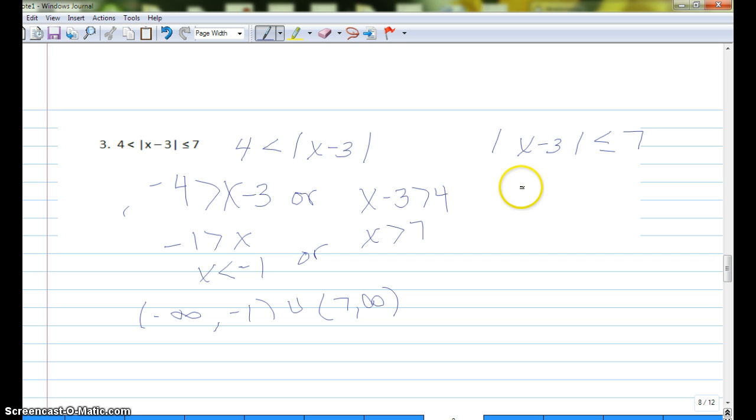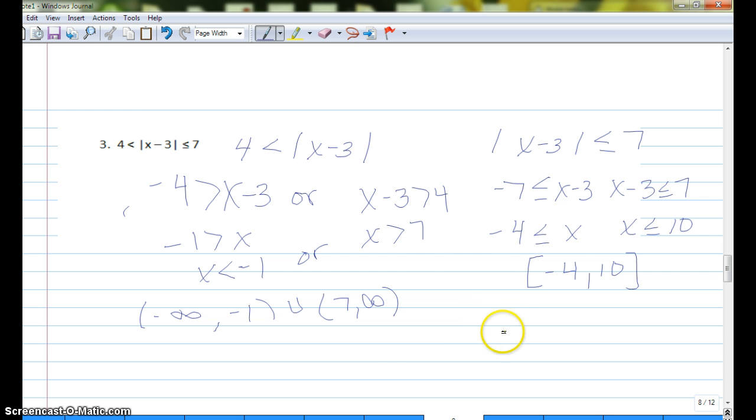And so we would set up negative 7 is less than or equal to x minus 3, and x minus 3 is less than or equal to 7. So when we add 3 to both sides, we get negative 4 is less than or equal to x, and x is less than or equal to 10. So this is what we've seen before, and this is where we would have the interval from negative 4 to 10. Now, since x is between these, we need both of these to be true.